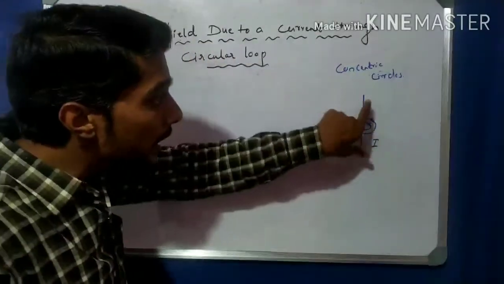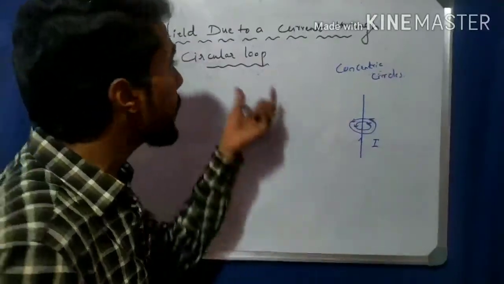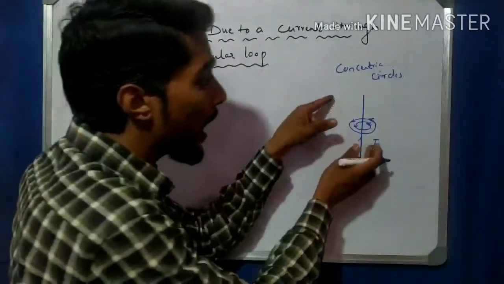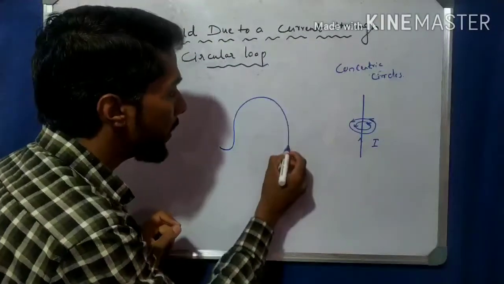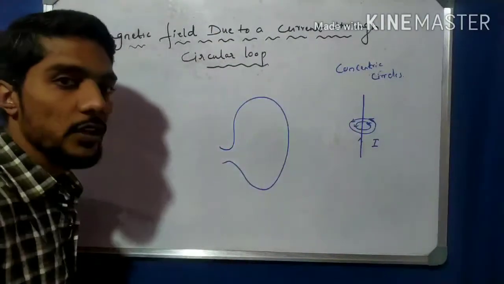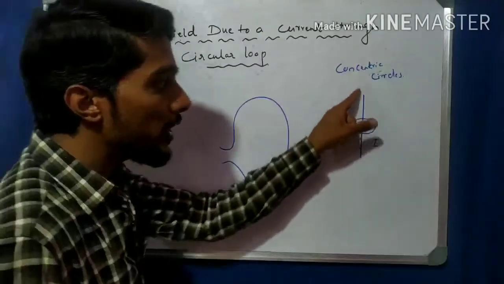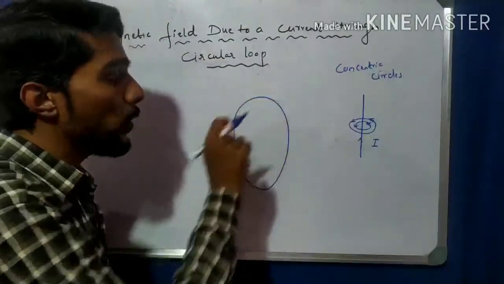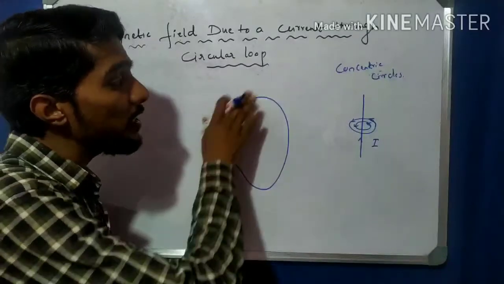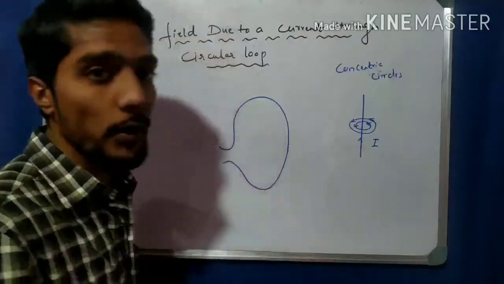Now let us make this straight conductor in the form of a circular loop. When I fold a straight conductor like that, it becomes a circular loop. That straight conductor is folded in the form of a loop, and this is called a circular loop. Now what happens when current is passed through this circular loop? That is the next step.